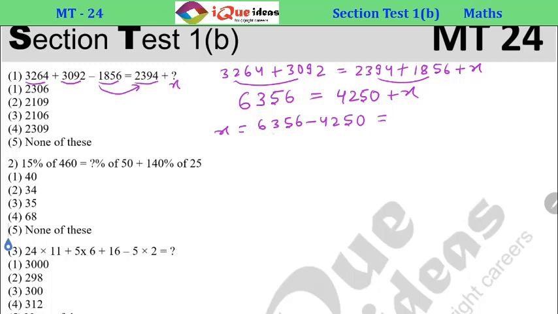Simple subtraction will give us 56 minus 50 is 06, and 3 minus 2 is 1, 6 minus 4 is 2. So the answer is 2106, which is third option. Alright, so that's the correct answer. Now let's take up the next question.